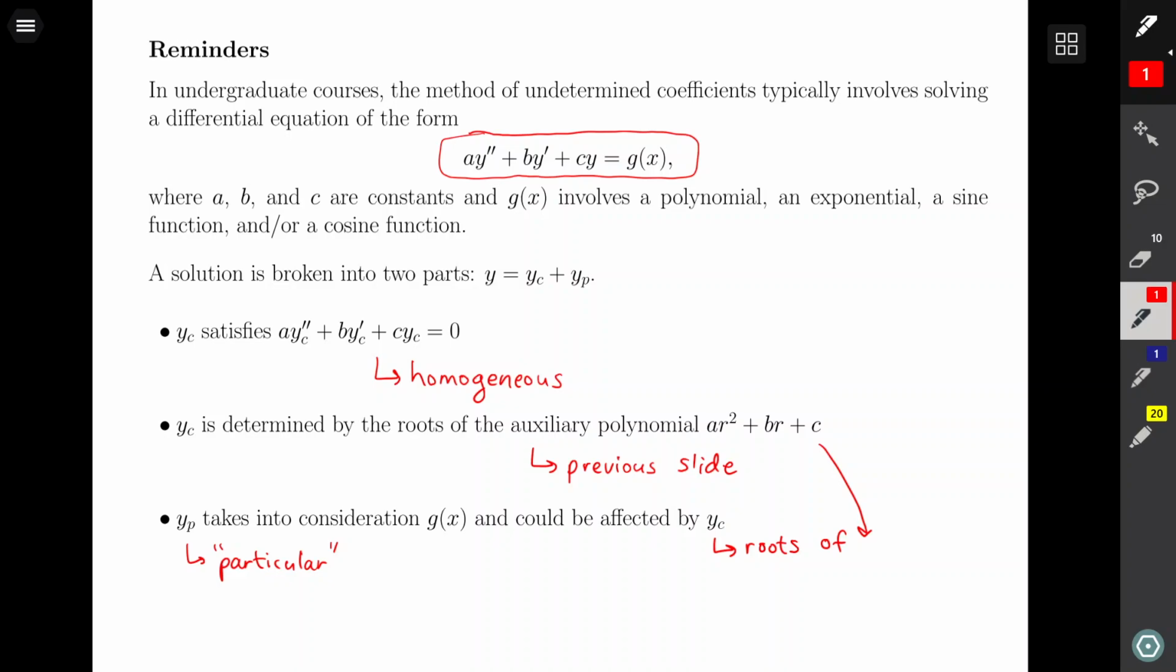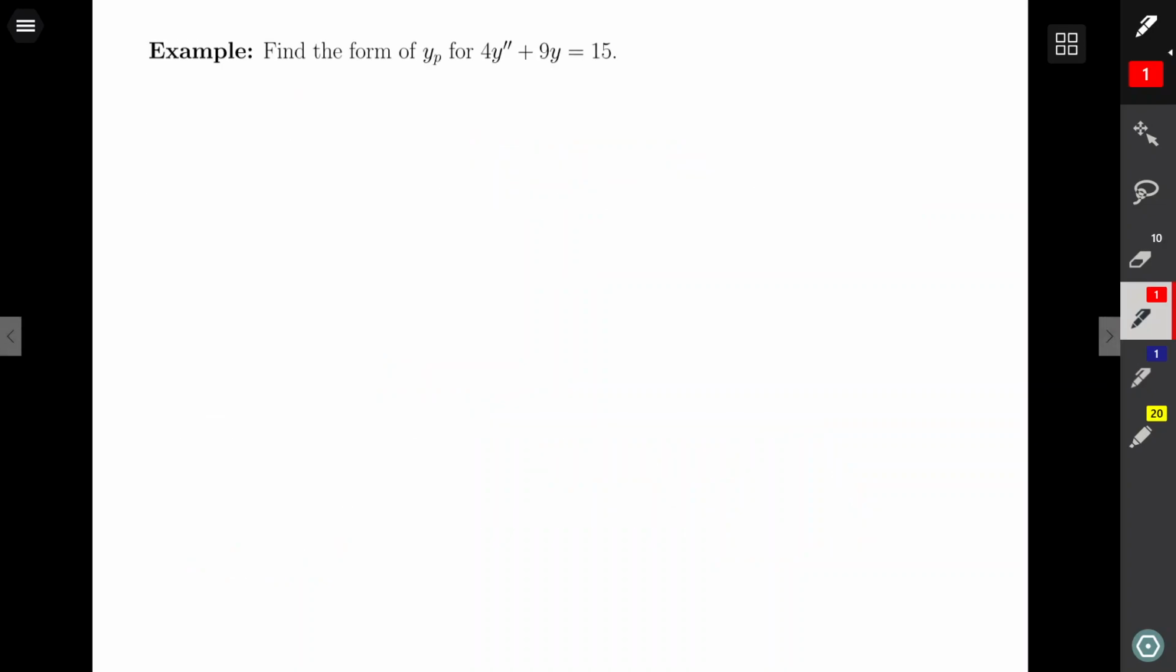Okay, lots of background information. Always like to get that out of the way so I don't jump right into using some notation that you haven't seen. So this is a typical example that you might have seen for the first time when you looked at undetermined coefficients.